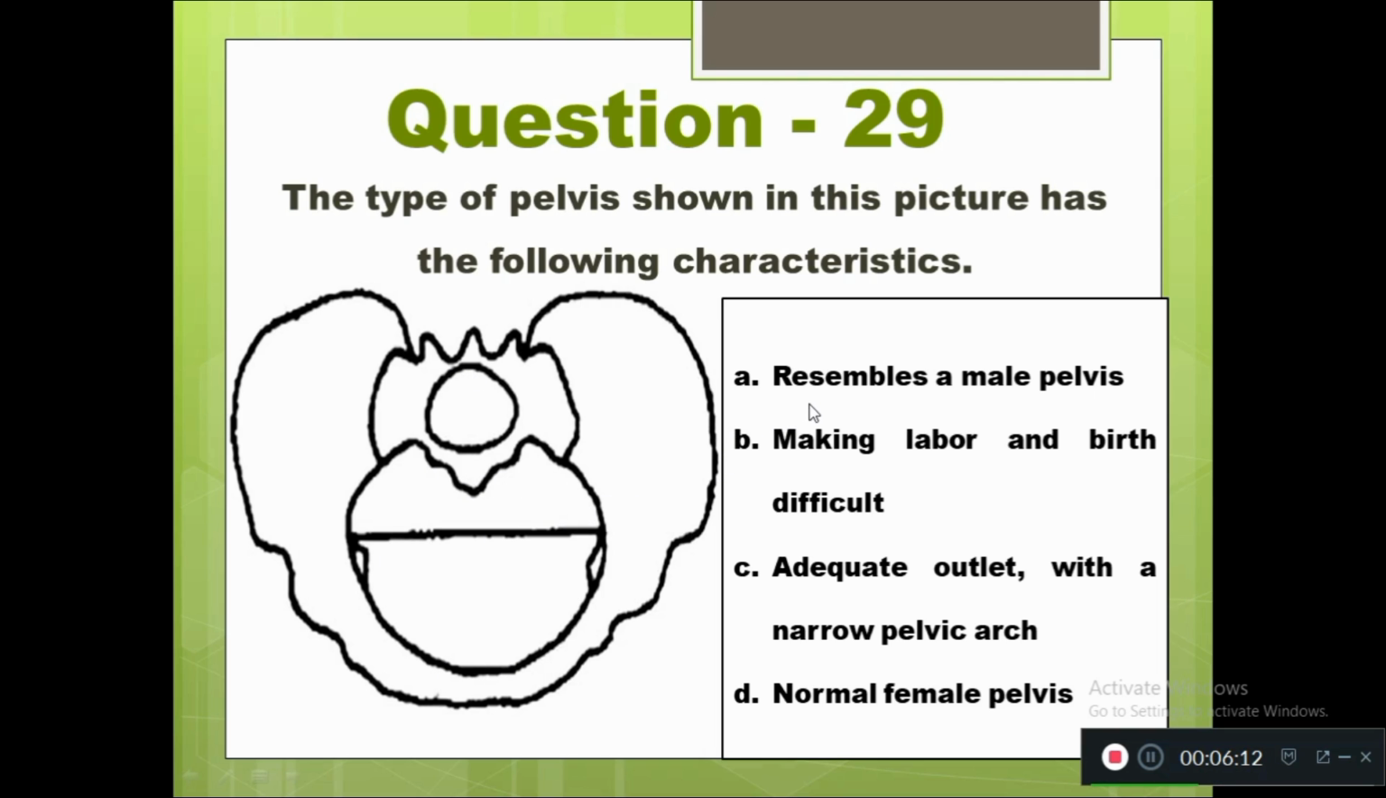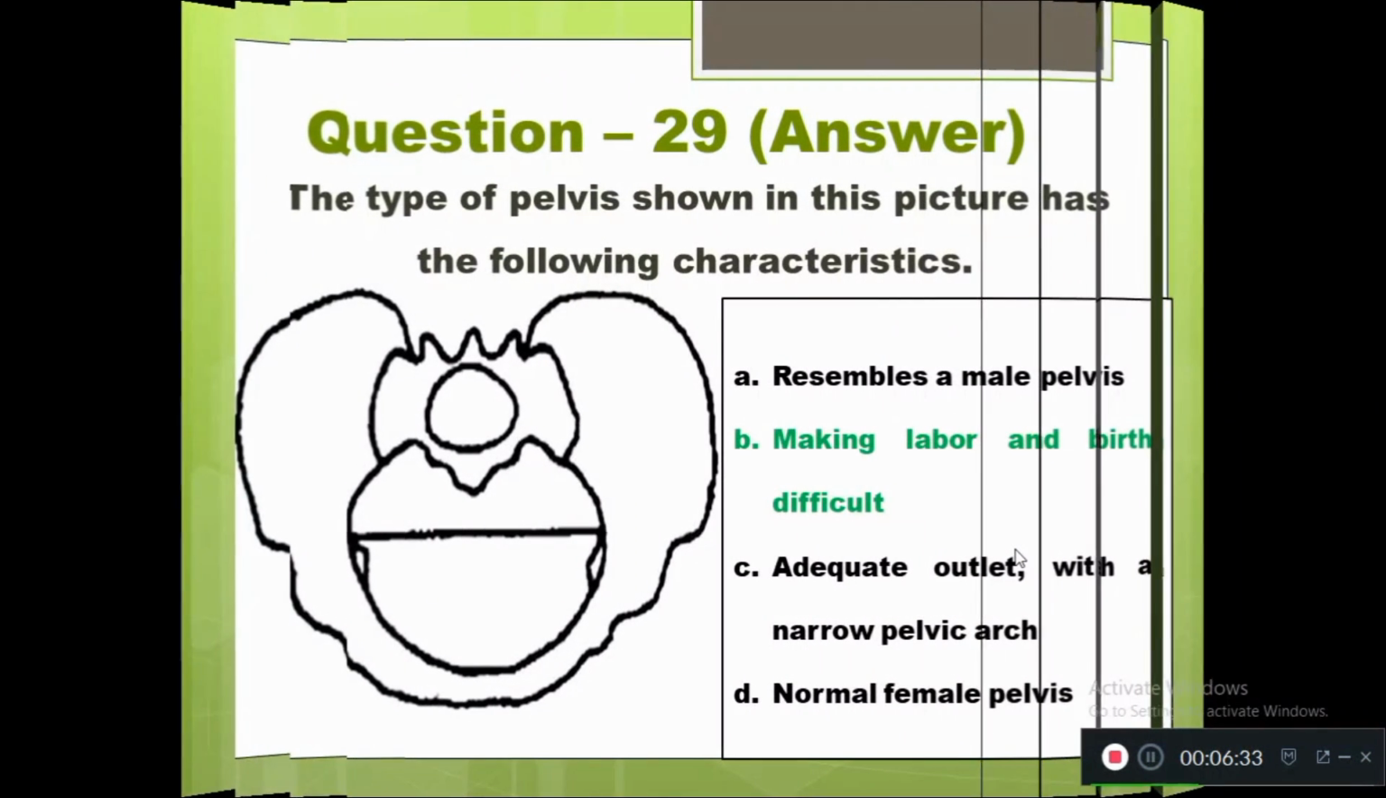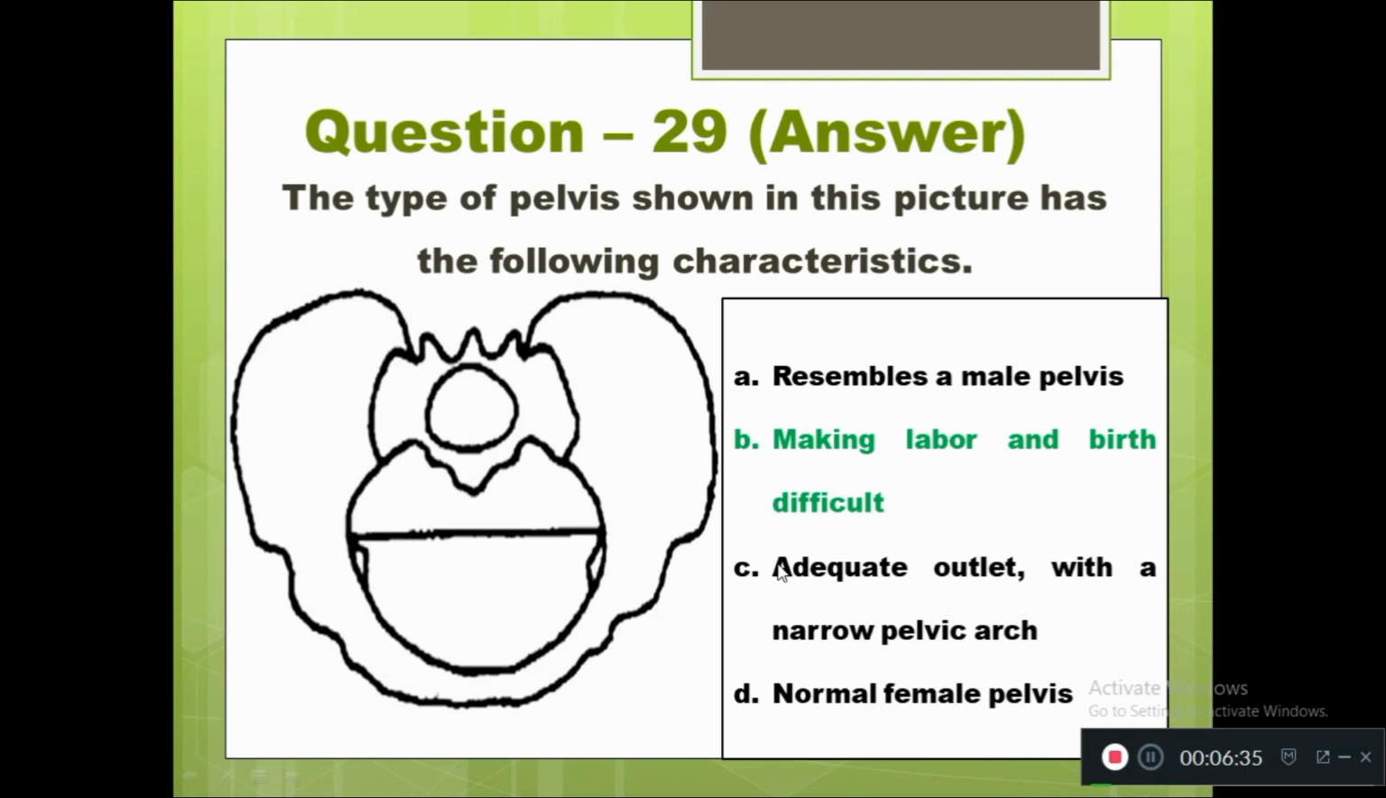So options are A resembles a male pelvis. Option B making labor and birth difficult. Option C adequate outlet with a narrow pelvic arc. Option D is normal female pelvis. It is not a normal female pelvis. It does not resemble a male pelvis. And the right answer is this platypelloid pelvis will make the labor and birth difficult.